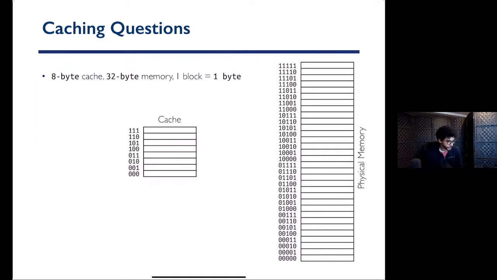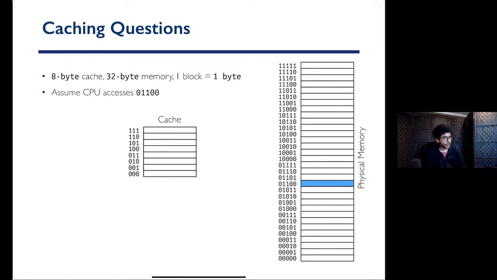Now, in this example, we're assuming that the block size is just 1. So each block is a single byte. If you remember from the previous lecture, it's usually not the case. Usually each block is multiple bytes. But for the case of this example, let's assume that each block is 1 byte. So physical memory has 32 bytes, and my cache has 8 bytes. So it's like 1/4 of the memory capacity.